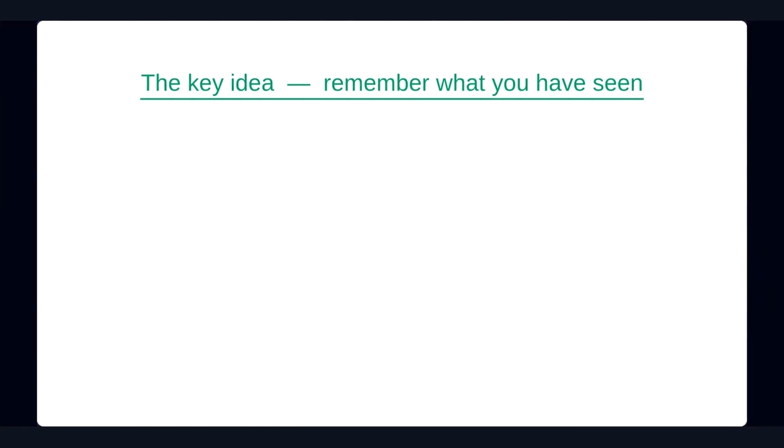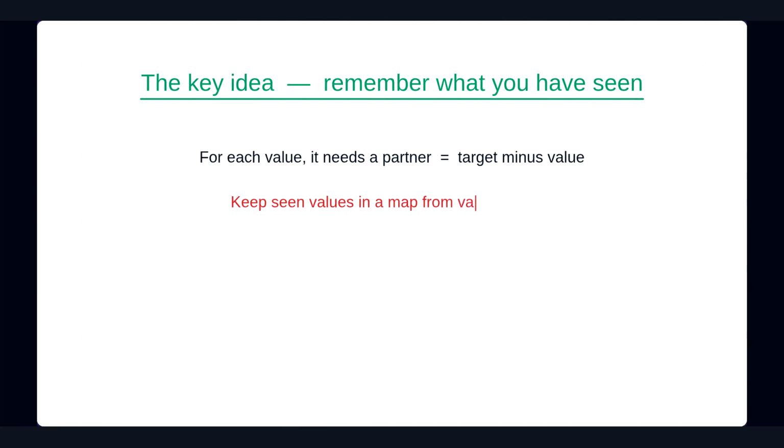For each element, the partner it needs is simply the target minus that element. So as we scan, we ask, have I already seen the partner this element needs? To answer instantly, we keep a map from each value we have seen to its index. If the needed partner is in the map, we return that stored index together with the current one. Otherwise, we record the current value and move on.